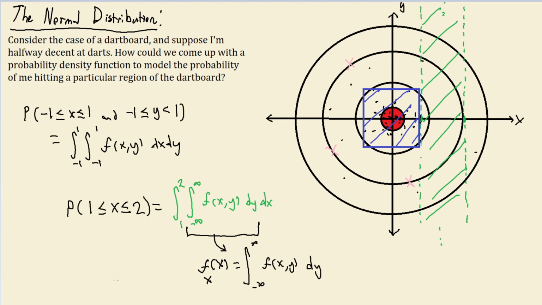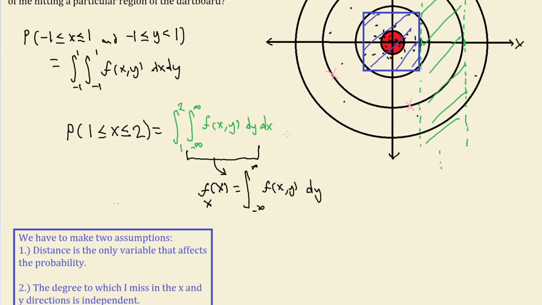This is a reasonable assumption to make. In real life, this might not be the case. There could be some confounding variables. It could be more likely that you hit lower on the dartboard due to gravity, something like that. But it's a reasonable assumption to make. It's at least probably correct, or approximately correct, I should say. And so let's make that assumption.